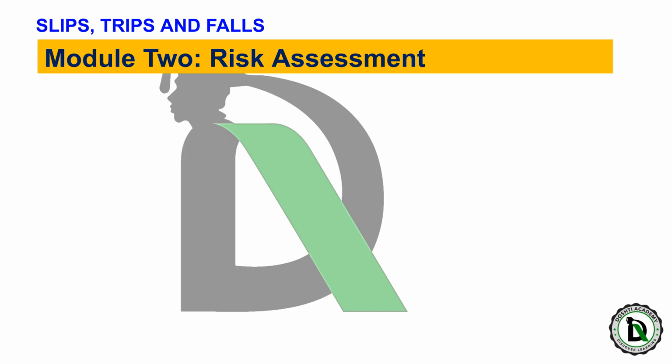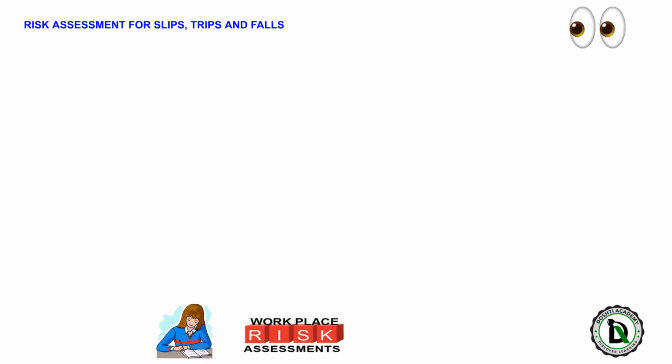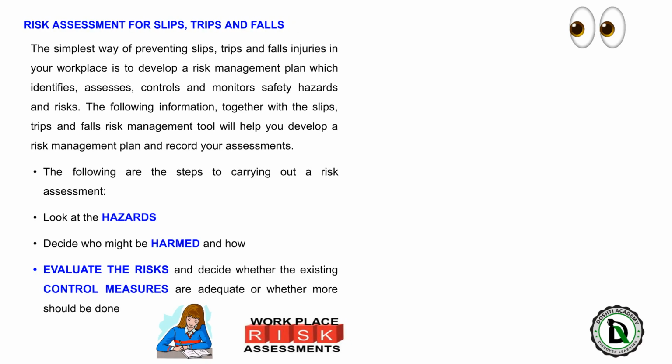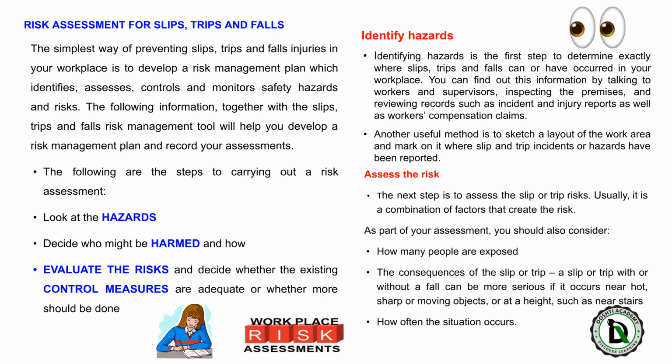Module 2 focuses on risk assessment. This includes steps for assessing risks from slips, trips, and falls. The process involves identifying hazards, assessing the risk, fixing the problem through design and maintenance, and implementing good working practices. Preventing incidents starts with a risk management plan. The steps are looking at hazards, deciding who might be harmed and how, and evaluating the risks to ensure control measures are adequate. Identifying hazards involves inspecting premises and reviewing incident records.